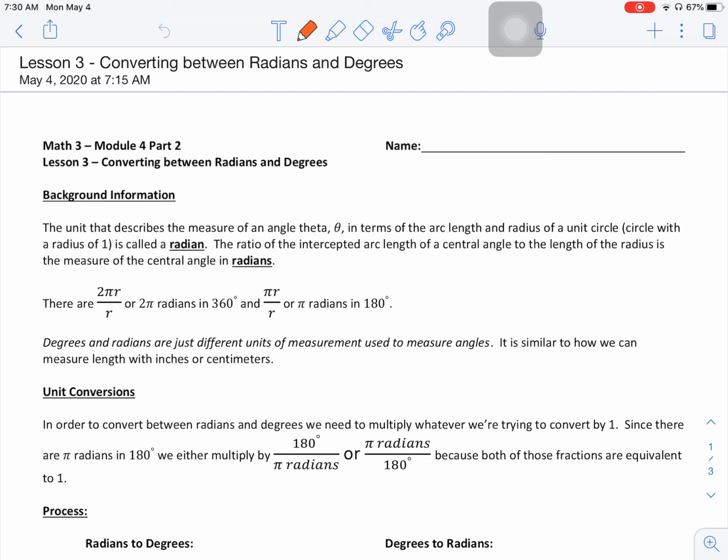So if you look at lesson sheet number 3, there is this whole bit about background information, and you guys can feel free to read it as you need to or want to. Here's what I really, really want you to understand. Degrees and radians are just different units of measure. That's it. Okay? Both of them are used to measure angles.